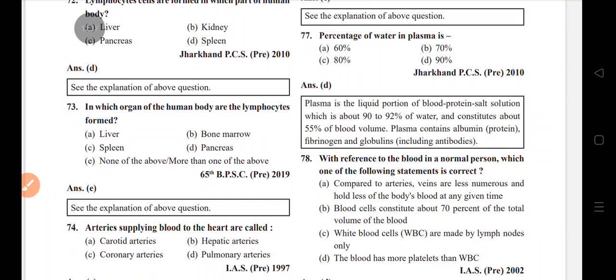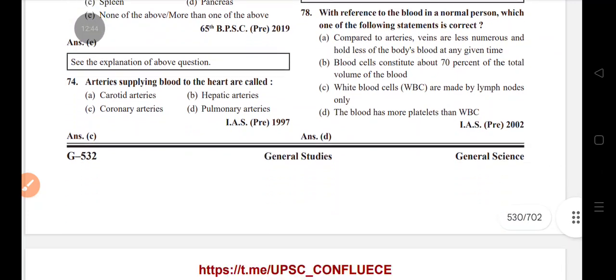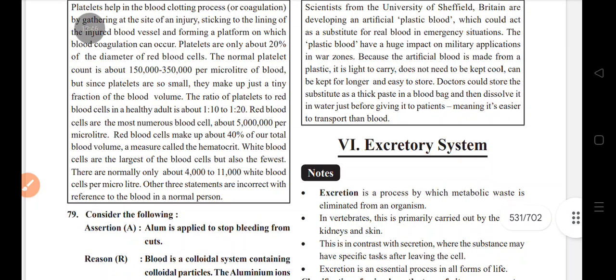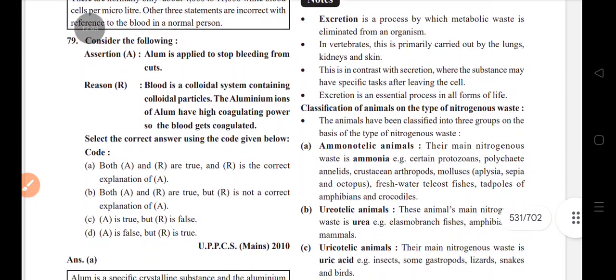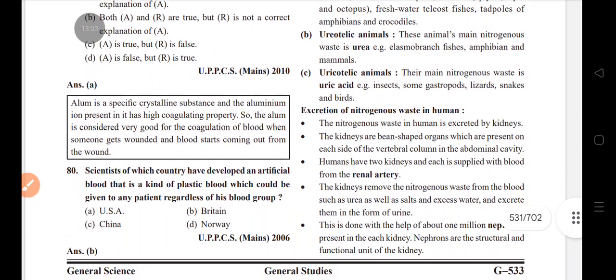With reference to blood in a normal person, which one of the following statements is correct? The blood has more platelets than WBC. Alum is applied to stop bleeding from cuts. Blood is a colloidal system containing colloidal properties. Aluminum ions of alum have high coagulating power, so blood gets coagulated.